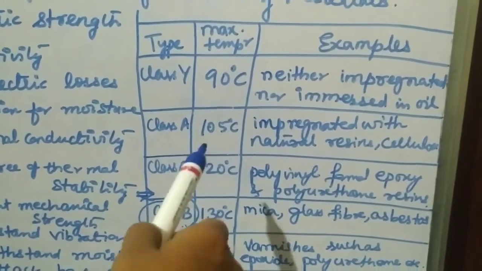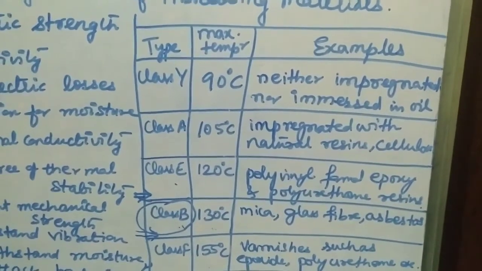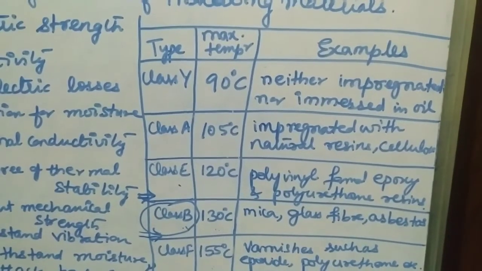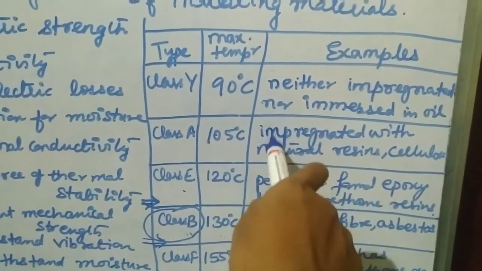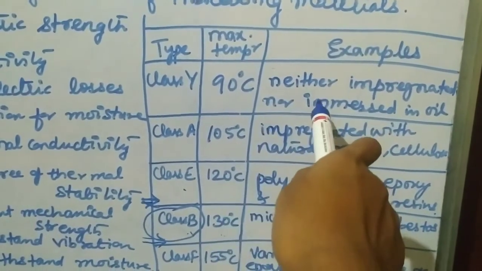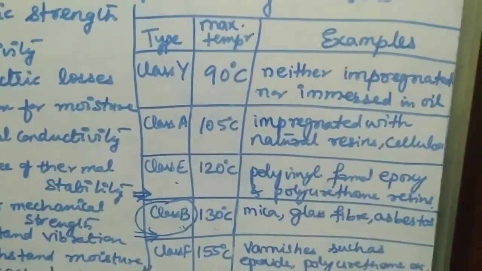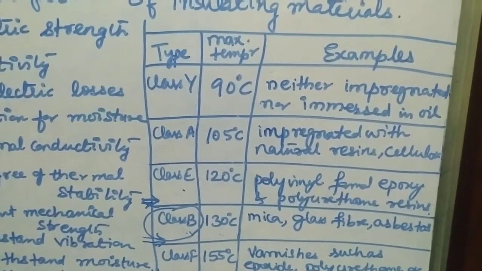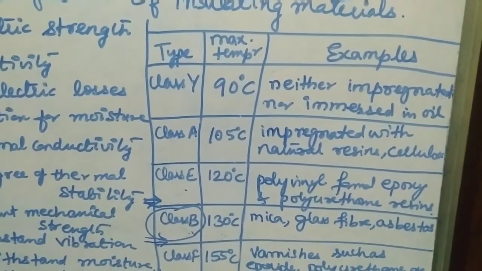That's all. Next, coming to class A. Class A will be all the materials belonging to class Y when they are impregnated. Okay, so you have to just change a word: in this case, whatever materials are there in class Y, those class Y materials will be impregnated with certain solutions, that is, with natural resins, cellulose, esters. That's all.